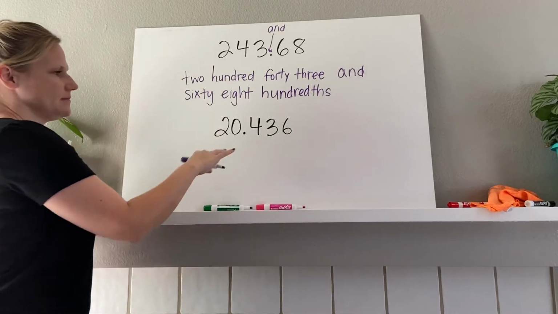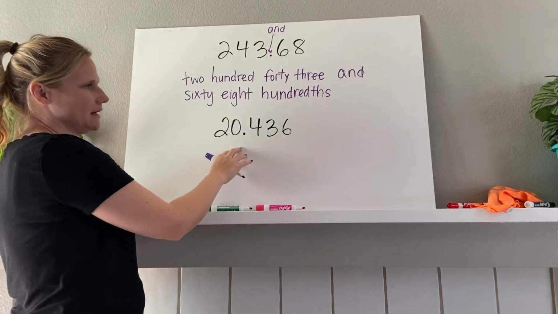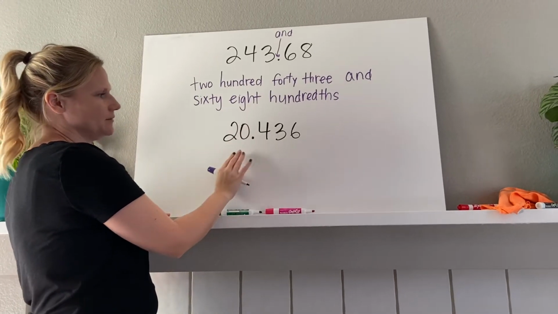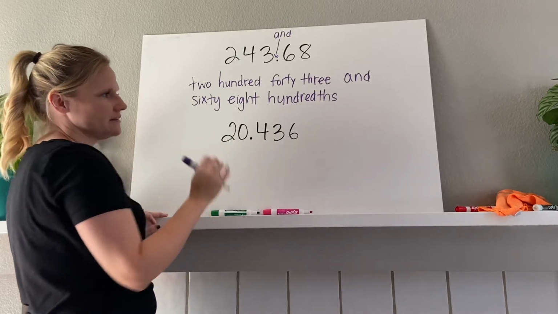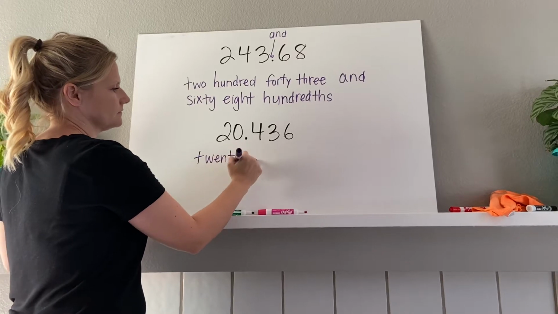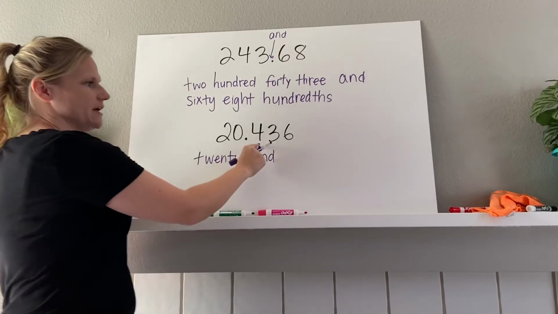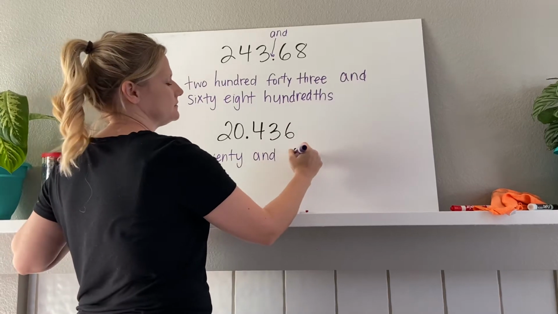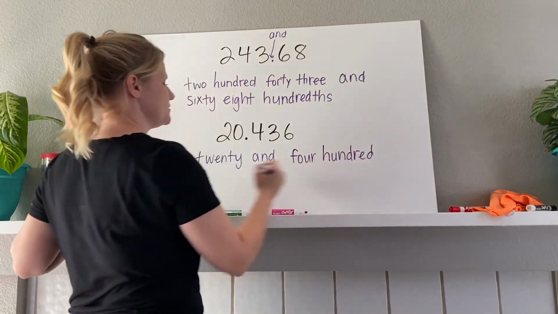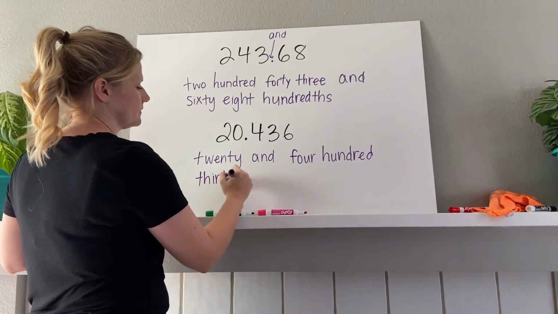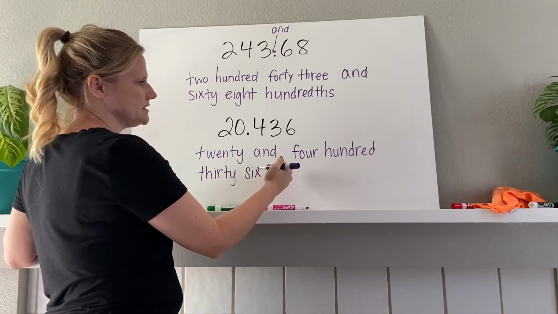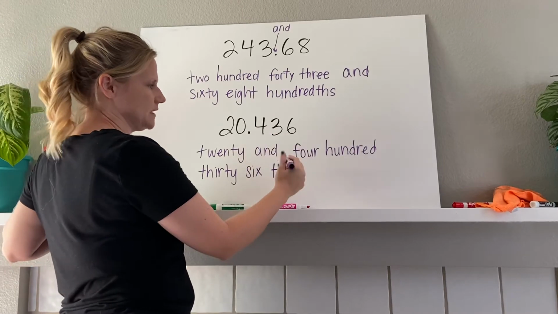Okay, now let's name our second decimal, and then we'll go back and we'll turn these decimals into fractions. If we read this number out loud, we would have 20 and 436 thousandths. So we're just going to write that out. 20 and then we have 436 thousandths. And then again, the reason why we have thousandths in this number is because there are 3 place value spots after the decimal.